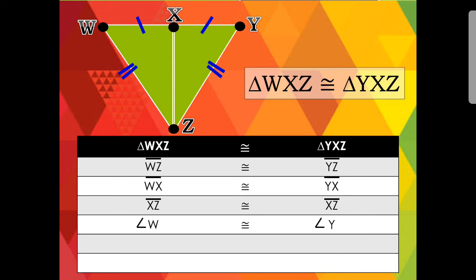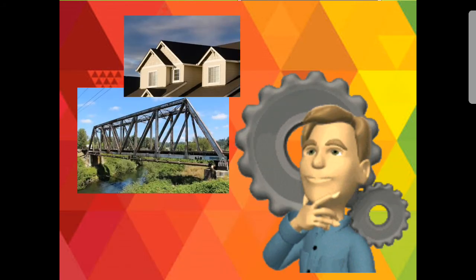Angle W is congruent to angle Y. Another angle, angle WZX congruent to angle YZX, using 3 letters for the same angle, because there is a common side. Next, and the last one, angle WXZ is congruent to angle YXZ. Next.